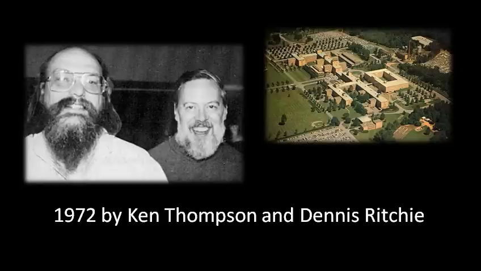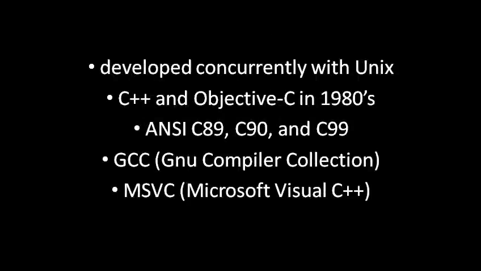The early 1970s was also the period when Bell Labs was creating the original Unix operating system. So people often associate C with Unix, but this doesn't necessarily mean that C is Unix-specific. You can use C on any platform.